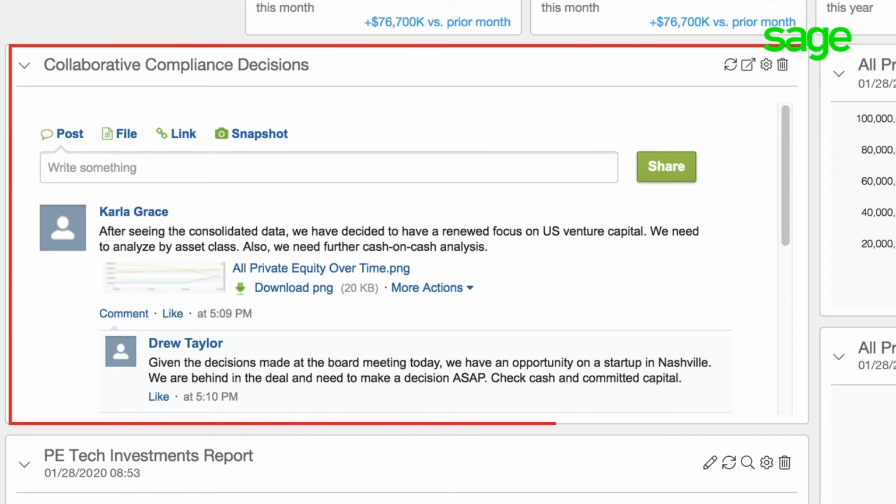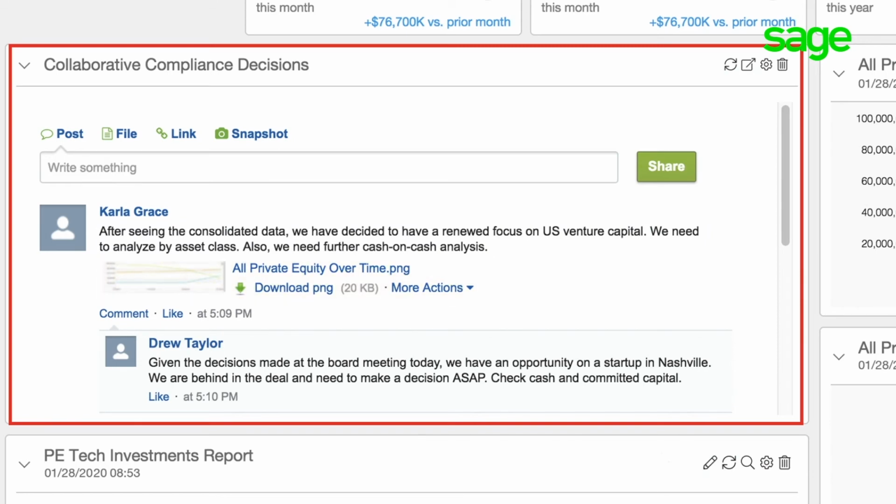Note the CFO's comment. After seeing the consolidated data, we have decided to have a renewed focus on U.S. venture capital. We need to analyze by asset class. Also, we need further cash-on-cash analysis. Notice the included snapshot of the graph now permanently stored as part of the conversation.